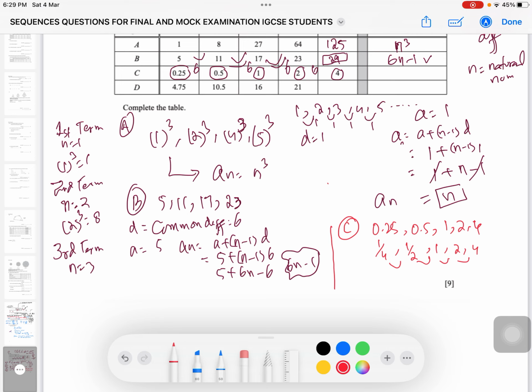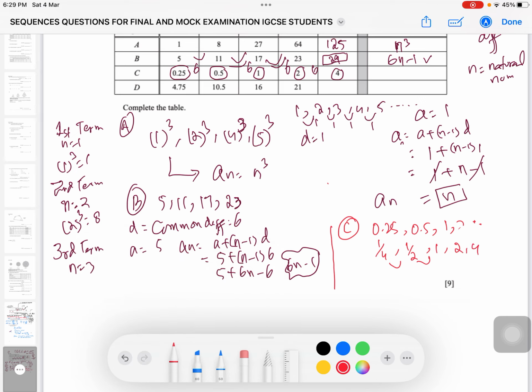Come here, 2 minus 1 is 1. The difference of 4 minus 2 is 2. So see, the difference is different. It's not an arithmetic sequence, so leave it. It means it's something else, so we'll be checking other things.